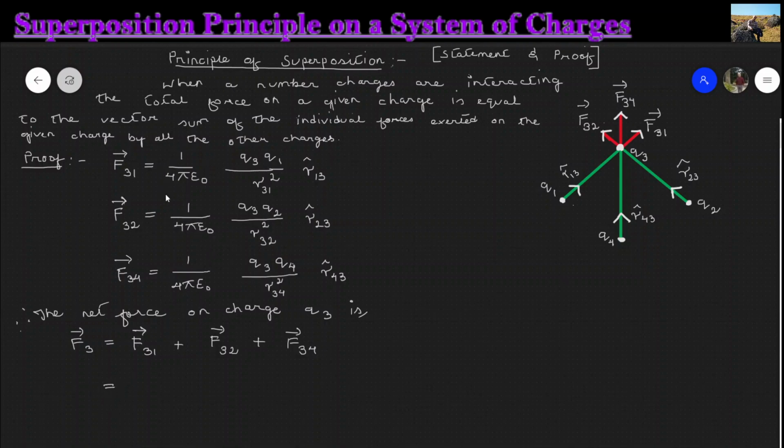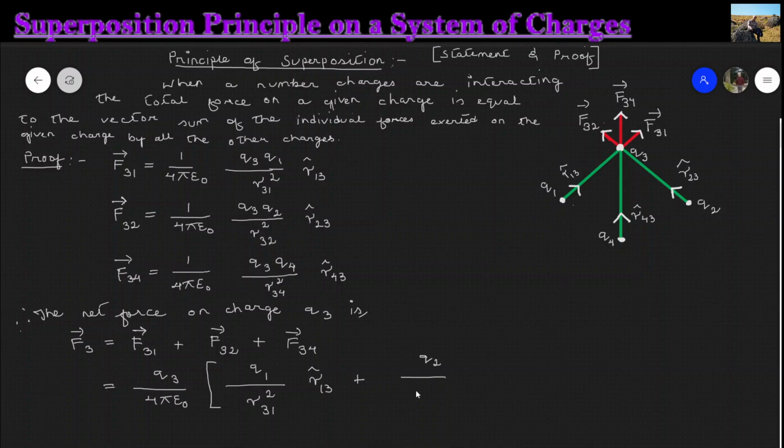Now over here, since 1 by 4 pi epsilon naught is common, and even Q3 is common, we will take this expression common outside. So we will take Q3 common, and over here this will be 1 by 4 pi epsilon naught. And the terms within the bracket will be what? Will be Q1 divided by R13 whole square, and the unit vector you have to write R13 cap.